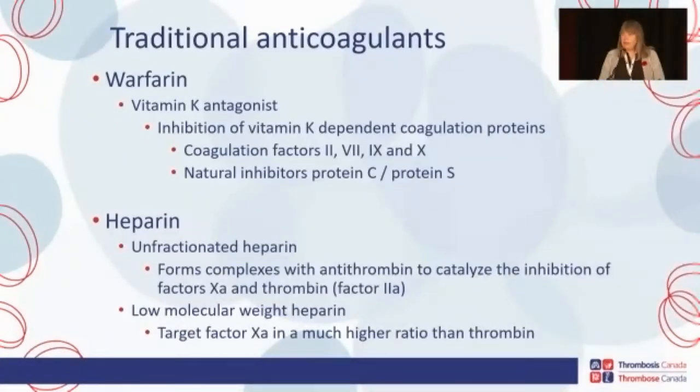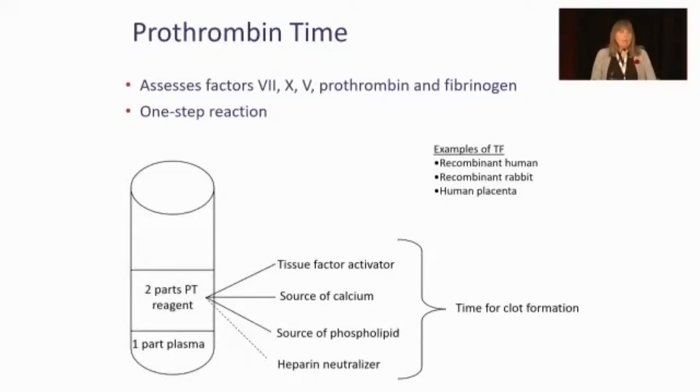Heparin, we generally have the two forms available, unfractionated or standard heparin, which has to form a complex with antithrombin, and it catalyzes the inhibition of both factor 10A and thrombin. Low molecular weight heparin is a smaller form and has a higher target towards factor 10A than thrombin. If we think about the laboratory tests to monitor warfarin, that is the prothrombin time.